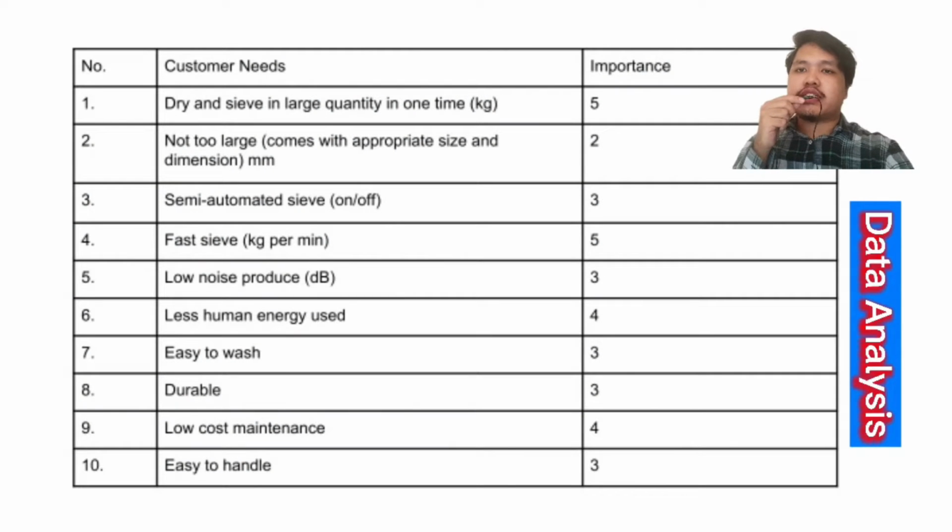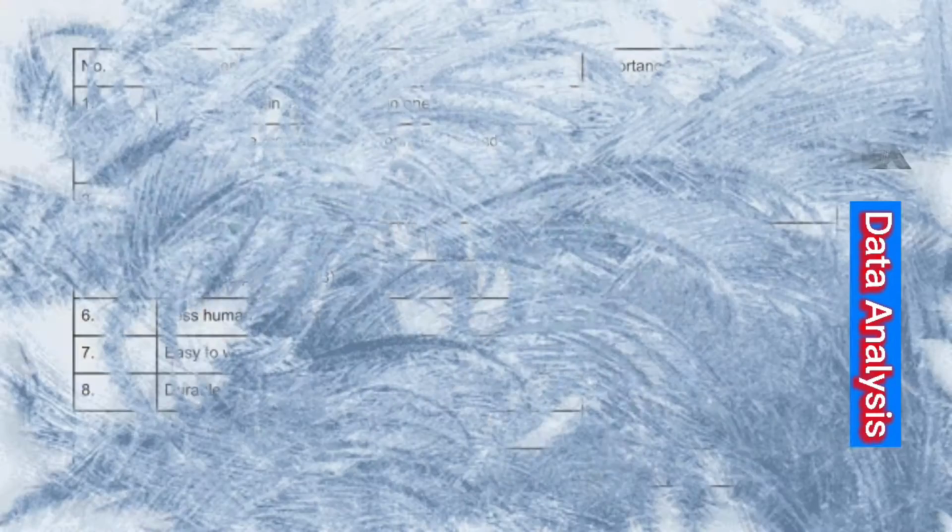We will discuss data analysis. This data was gathered from the site visiting survey. The most important customer needs are: the first one is to dry and sieve in large quantity at one time. The customer also wants a fast sieve, less human energy use, and low cost maintenance.